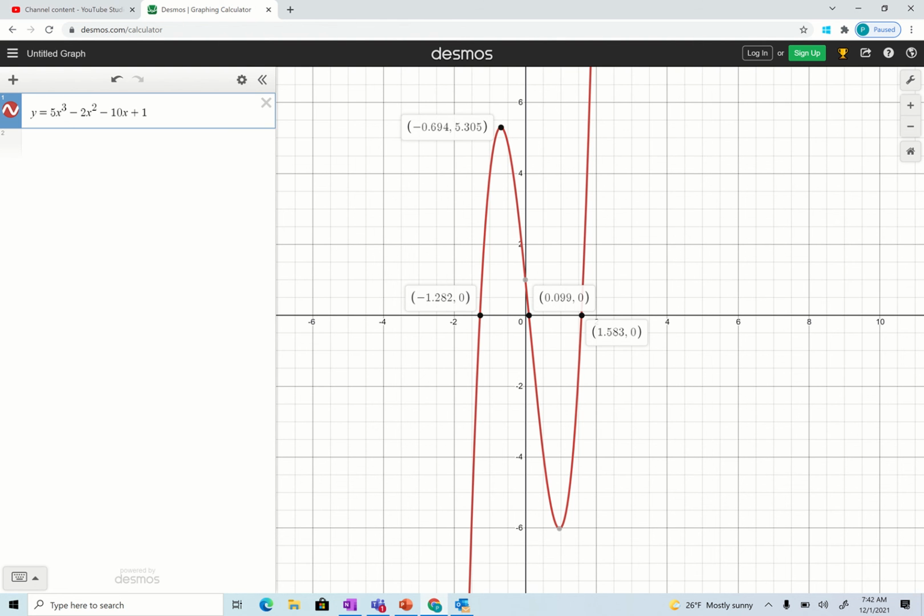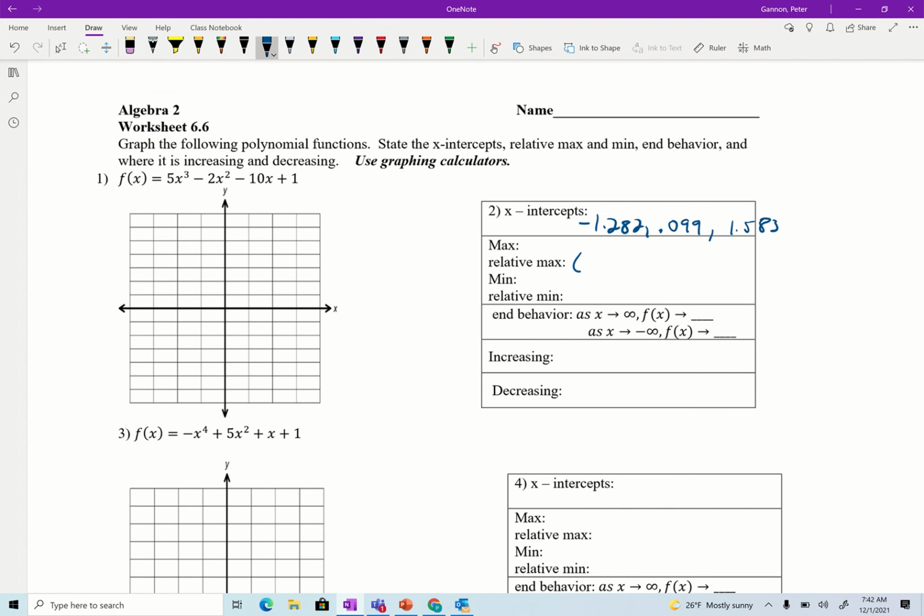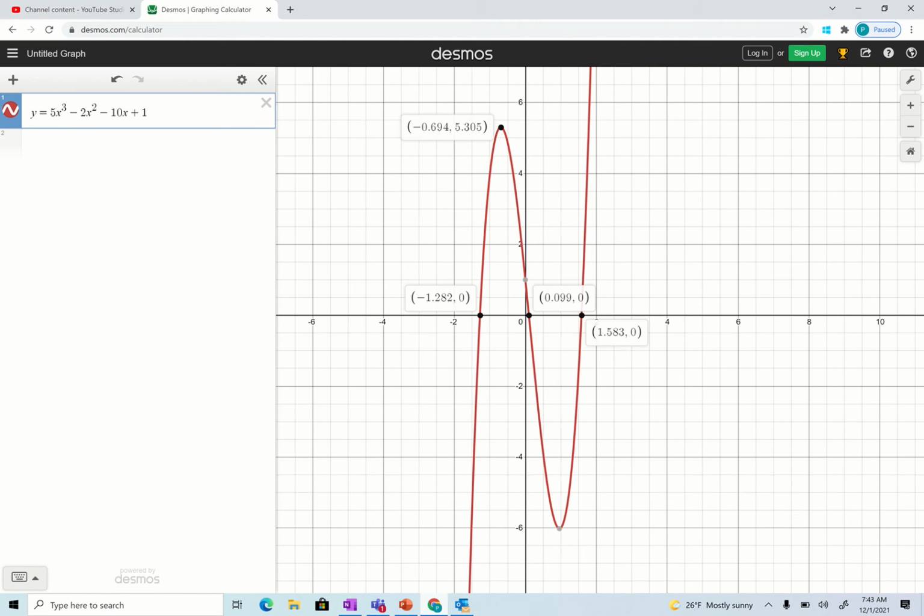This point right here, which we would consider a point higher than all the other points around it, would be what's called our relative max. Sometimes it's also referred to as a local max because it's higher than all the points around it, but there are points over here that are higher than it. So we're going to go ahead and just write the coordinate for that. It's negative 0.694, 5.305. So our relative max is at the coordinate negative 0.694, 5.305.